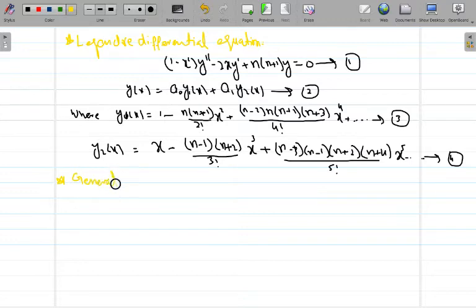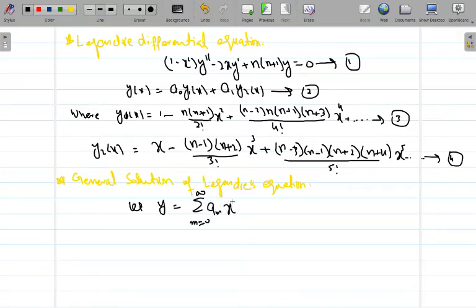General solution of Legendre's differential equation. We will use the power series method to find the general solution of the Legendre differential equation. So for this, we let y is equal to summation m is equal to 0 to infinity a_m, which are the coefficients, x power m, be the solution of the Legendre differential equation.